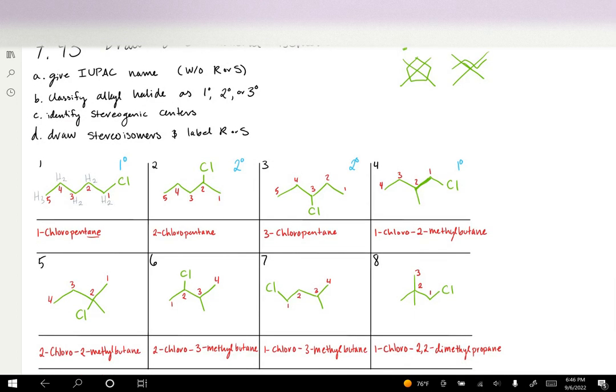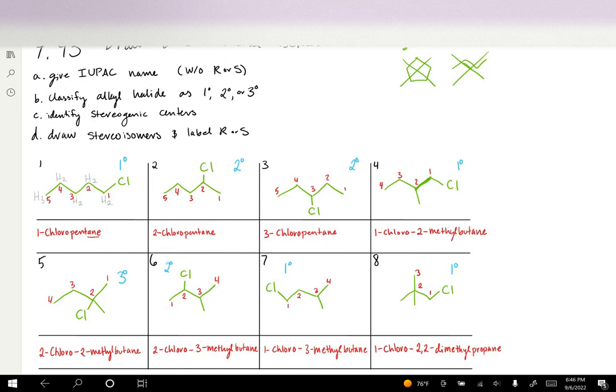5, we have something different. 1, 2, 3 groups attached to that carbon, so we have a tertiary here. 2 carbons attached, secondary. Just the 1, primary. And again, here, that's just primary. Even though there is this center right there, we're only looking at this carbon.